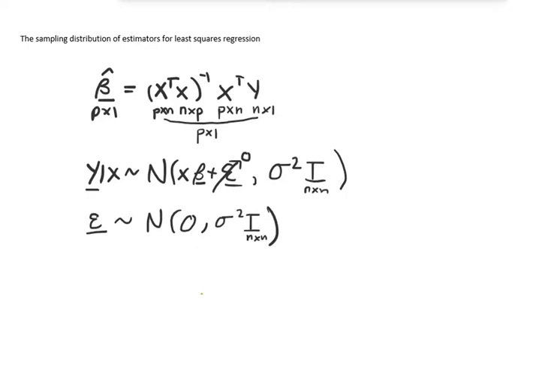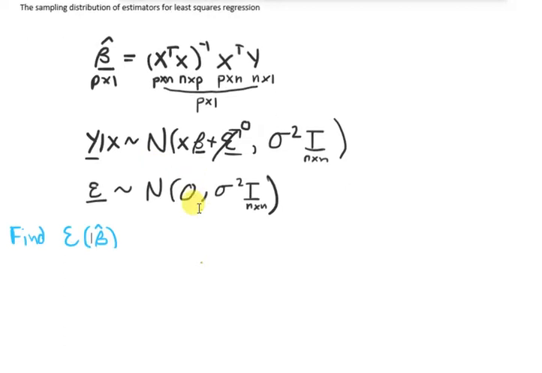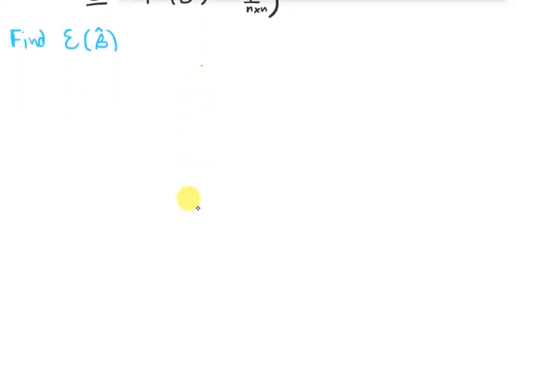Now, when we try to find the sampling distribution of beta hat, what we're really asking for is what is the mean and variance of beta hat. That's typically what we're getting after. So first, we are going to find the expected value of beta hat. By definition, we can substitute (X transpose X) inverse X transpose y.